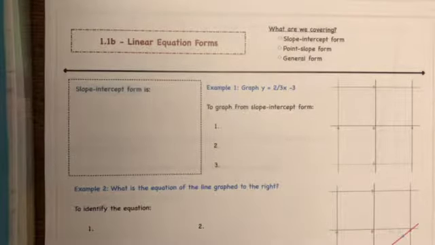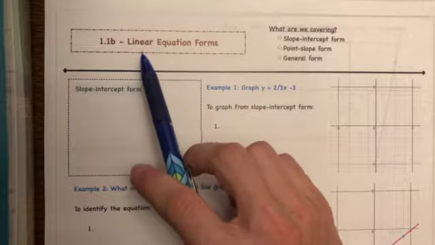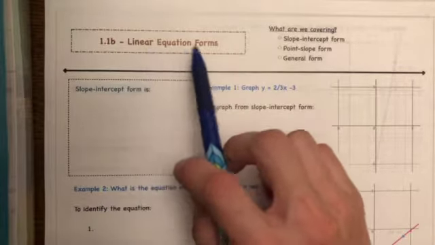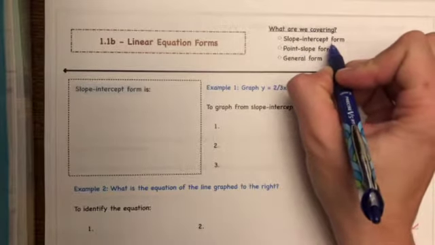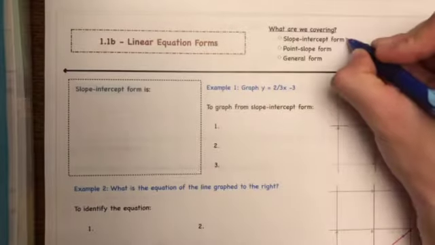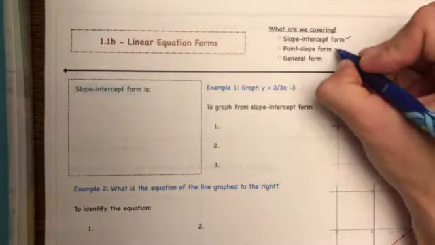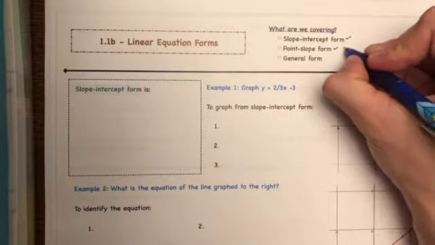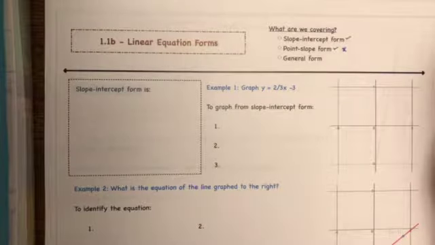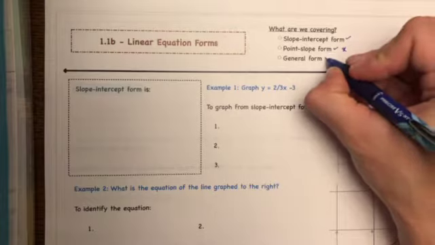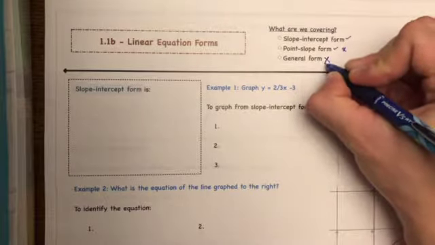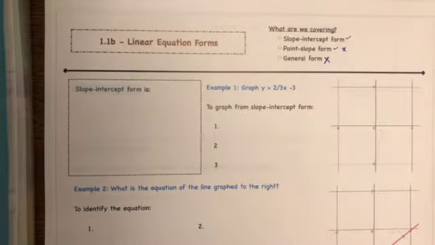We are going to talk about topic 1.1b, which is a quick reminder on the three different linear equation forms. We already talked about slope-intercept form in 1.1a, but we will review that. Then we're going to introduce point-slope form, which I think is the most useful one we'll look at today. And we'll quickly talk about general form, which honestly isn't very useful, but sometimes shows up on silly tests, so we need to be familiar with it.